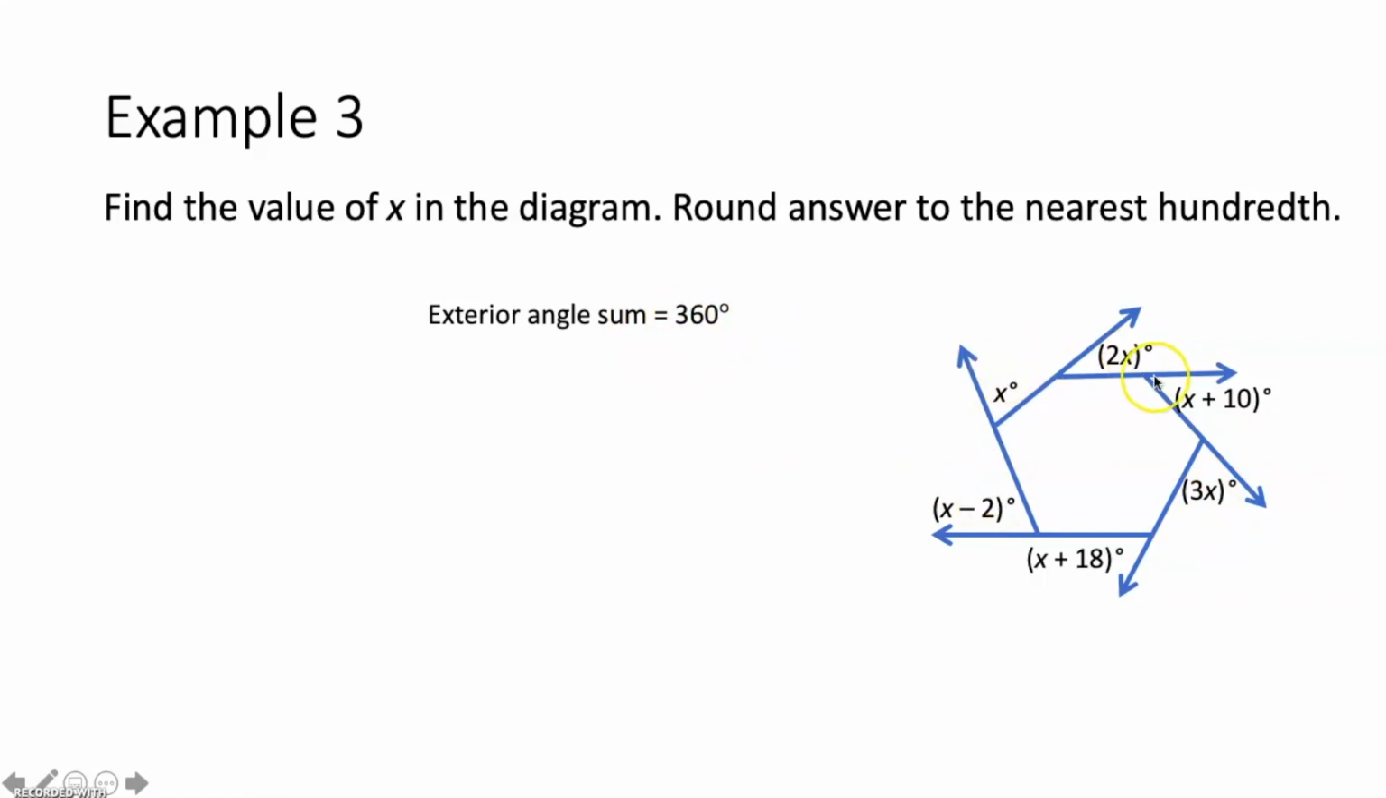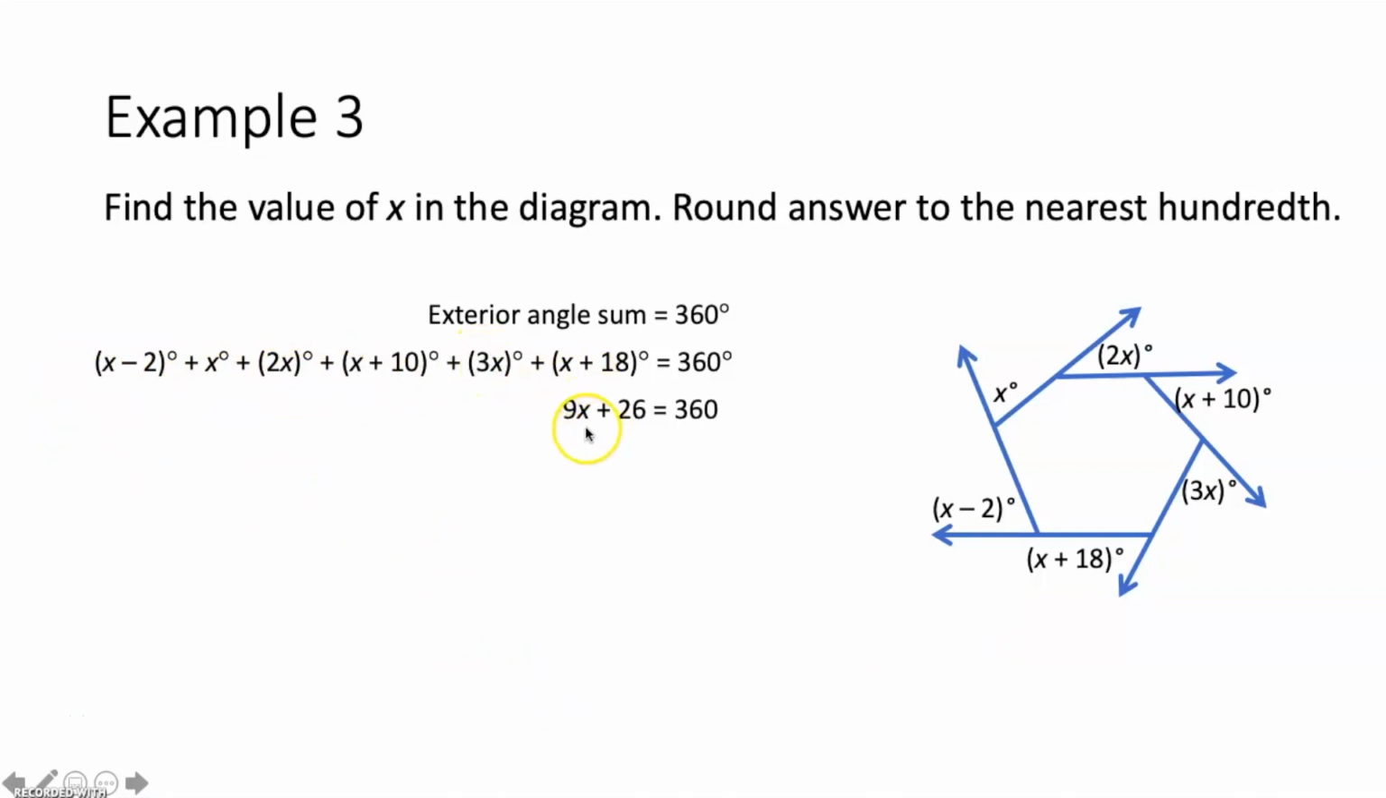So if I want to find x, all I have to do is create an equation where I add the exterior angle measures all together and set it equal to 360 degrees. So now all I have to do is combine like terms and solve for x. So let's combine like terms. X plus 2x plus x plus 3x plus x is going to give me 9x. Negative 2 plus 10 plus 18 is going to give me 26.